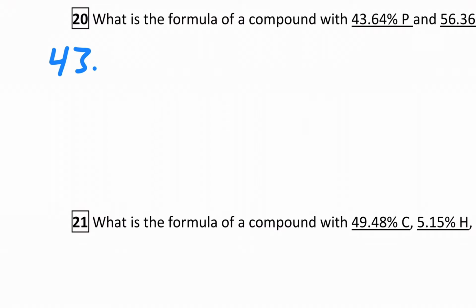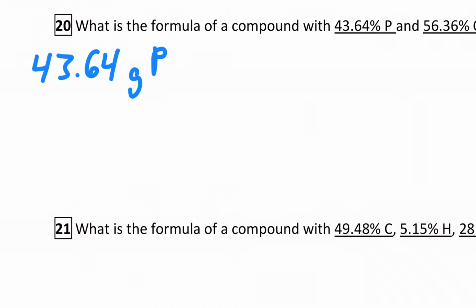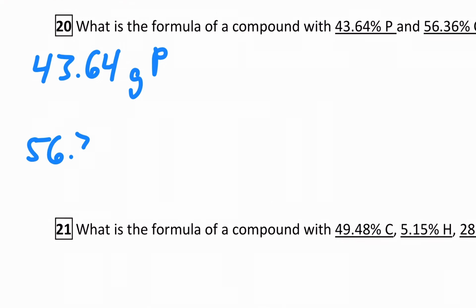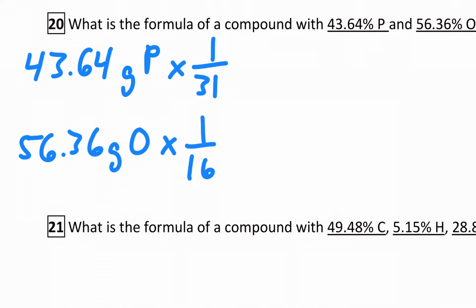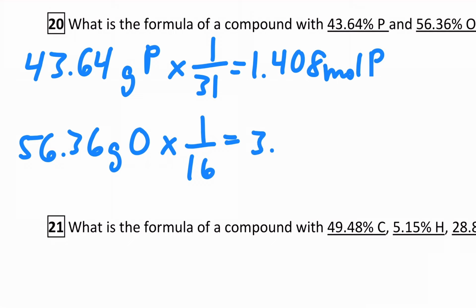We have 43.64. I'm going to turn it into a gram of phosphorus. We have 56.36% of oxygen, so I'm going to make that a gram of oxygen. To turn these into moles, you divide by the atomic mass. Phosphorus is 31. Oxygen is 16. So I get 1.408 moles of phosphorus. I get 3.523 moles of oxygen, and now we normalize.